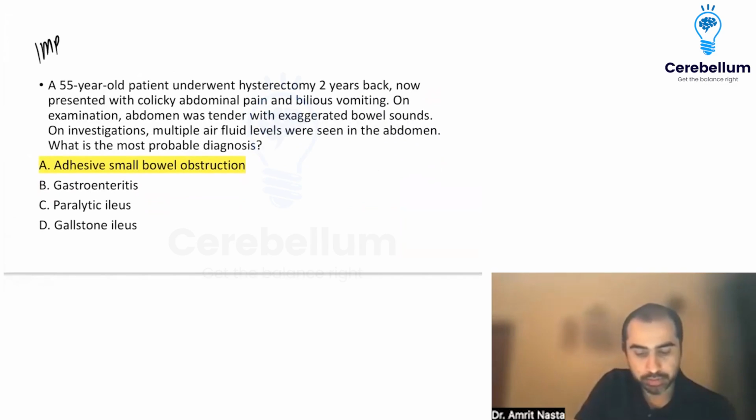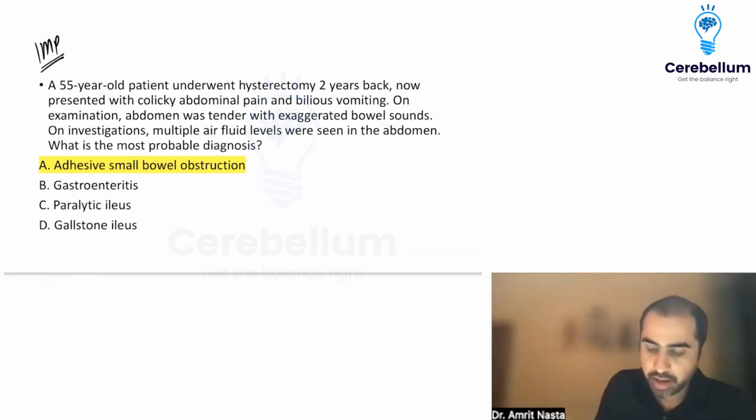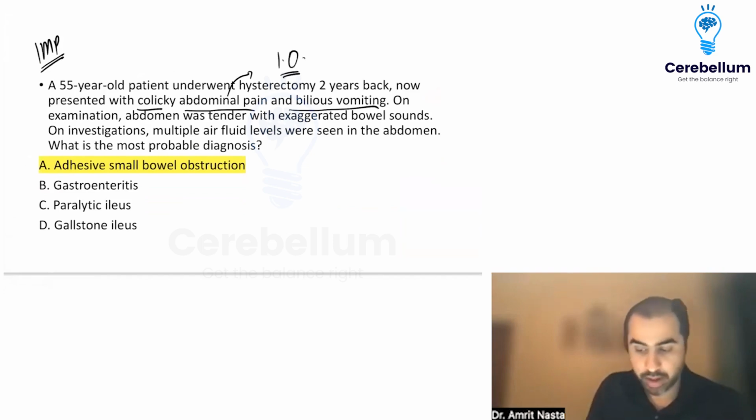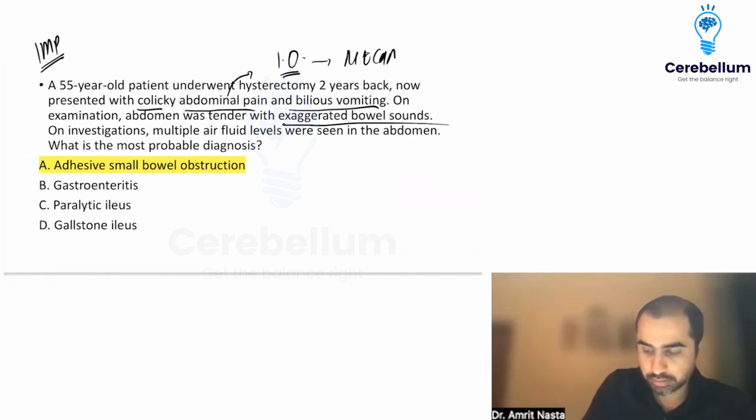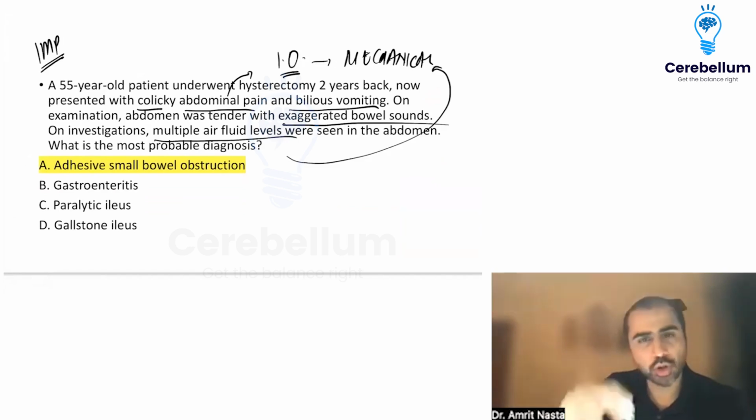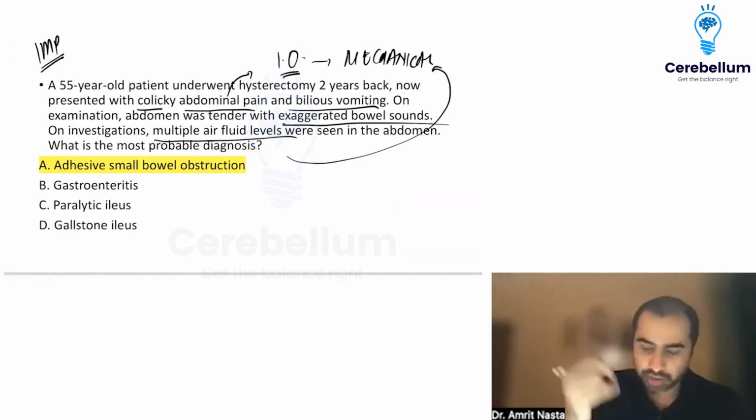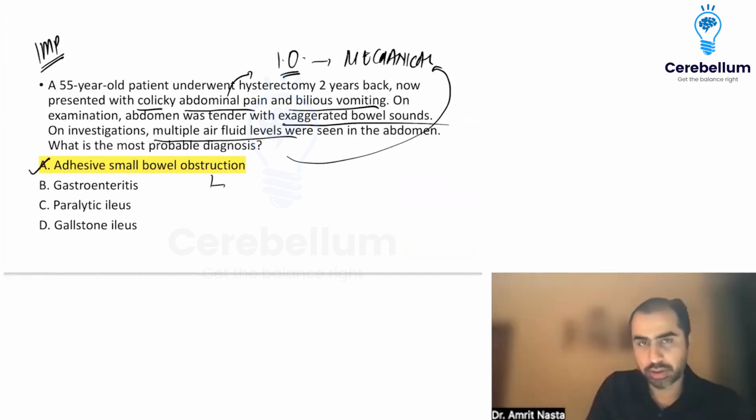Another important question. A 55-year-old patient underwent hysterectomy 2 years back. Now presents with colicky abdominal pain and bilious vomiting, which means he is having intestinal obstruction. Exaggerated bowel sounds mean it is a mechanical obstruction. Multiple air fluid levels are seen, mechanical obstruction. So many clues are there. What is the diagnosis? Adhesive obstruction. This is the most common cause of intestinal obstruction.